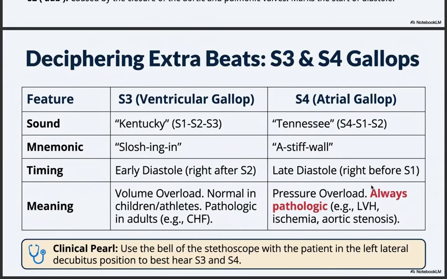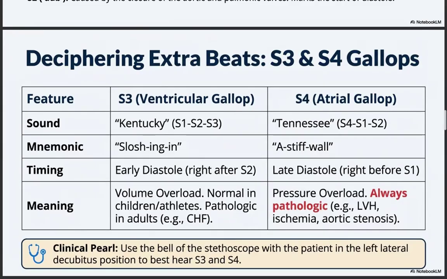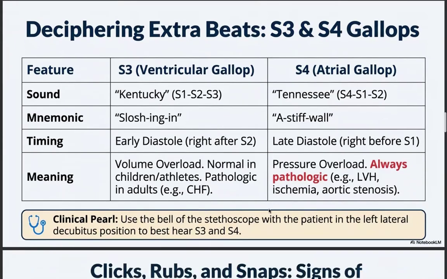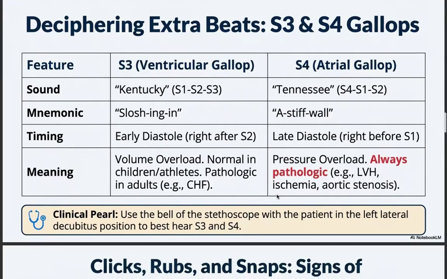And this one happens before S1. So I say it's like a lub lub dub, if that helps you. But it's immediately right before S1. So this is just a little thing to help you guys remember. If you lay your patient on their left side, it's a lot easier for you to hear an S3 and an S4 than if they're just sitting up. And if you use your bell, so not the large portion of the stethoscope, the little portion, it's a lot easier to hear them too because they're a little bit lower sounding.